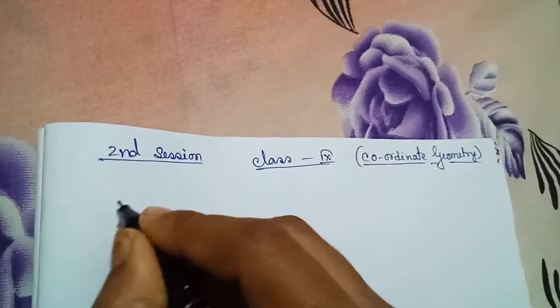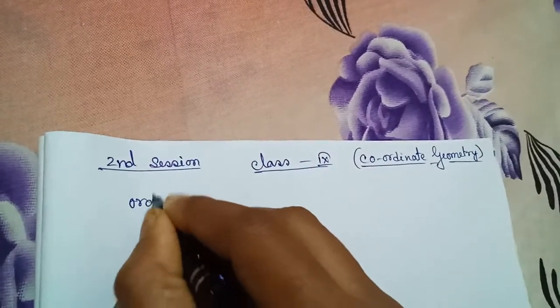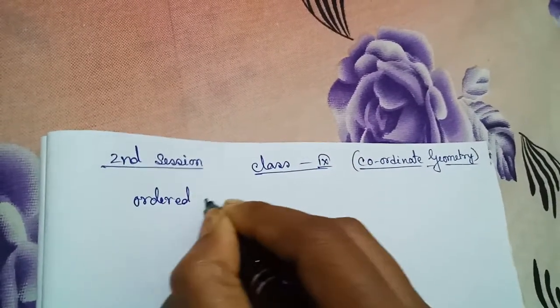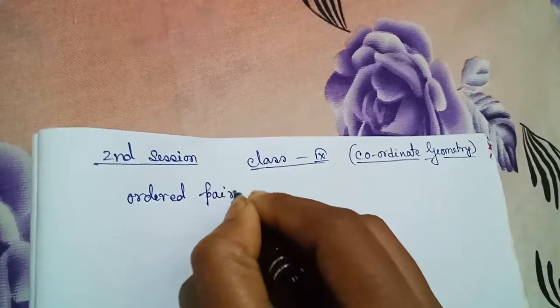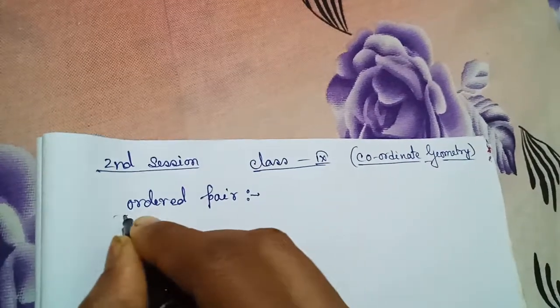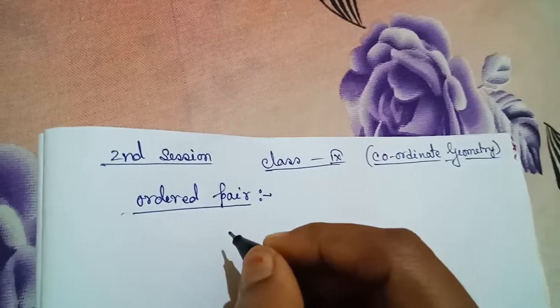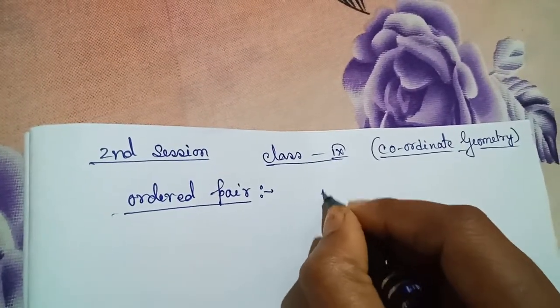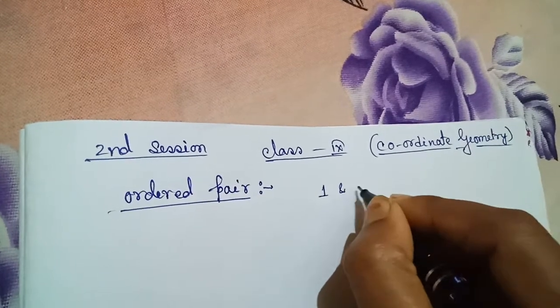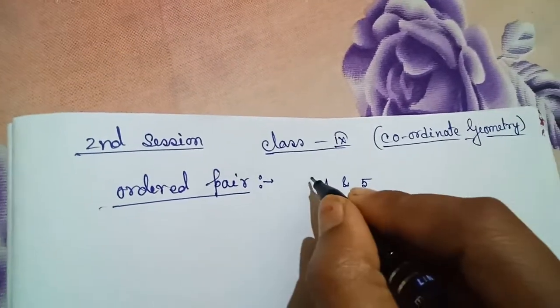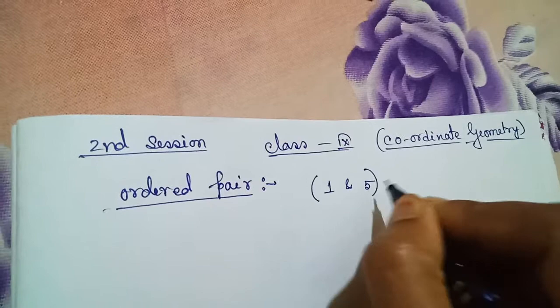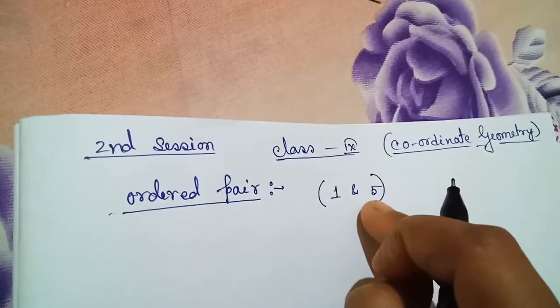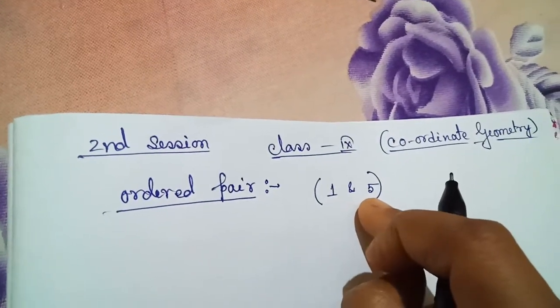So the first topic that I am writing here, that is ordered pair. What does it mean by ordered pair? Suppose you are writing two numbers together, 1 and 5. So these two together, obviously they form a pair, right?